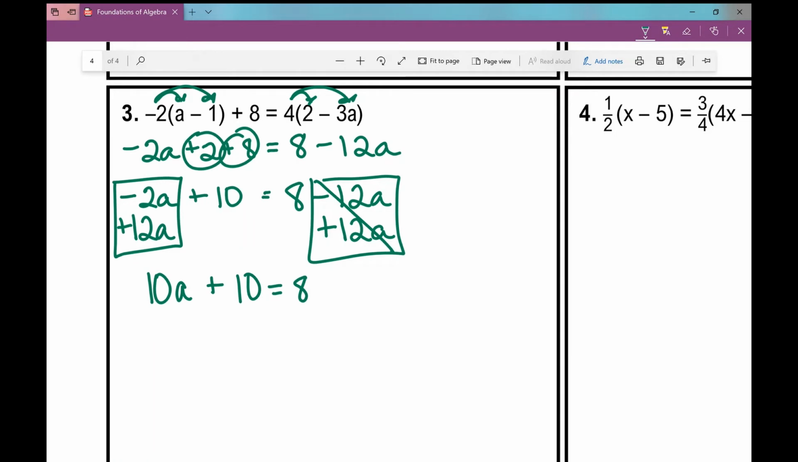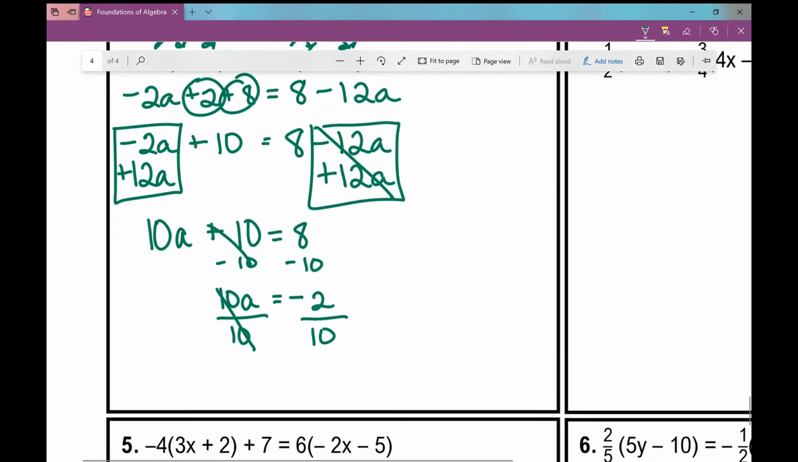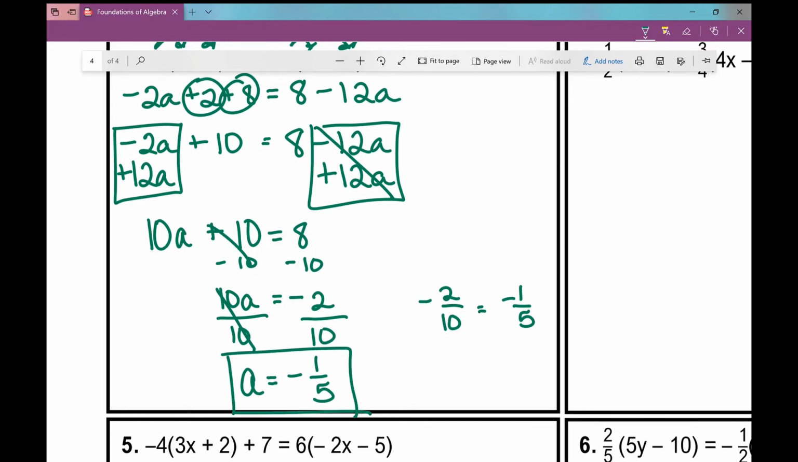And now we're back to our basic two-step equation. So I'm going to subtract 10, and I'm left with 10a equals negative 2. And now I'm going to divide by 10. But wait, that's a fraction. Yes, and that's okay. You need to be very comfortable with ugly numbers in Algebra 2. So negative 2/10 is the same thing as negative 1/5. So we're just going to simplify that fraction, and it's negative 1/5.